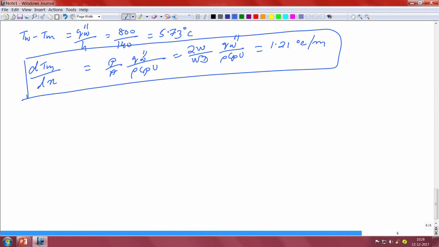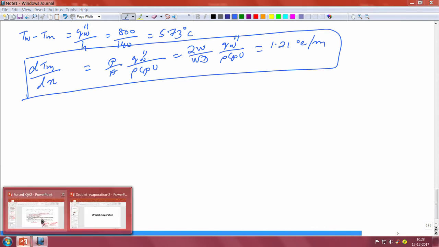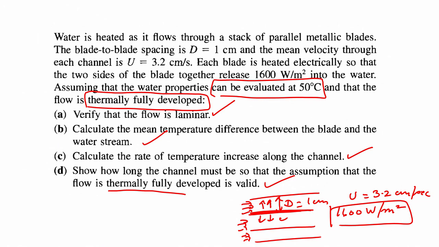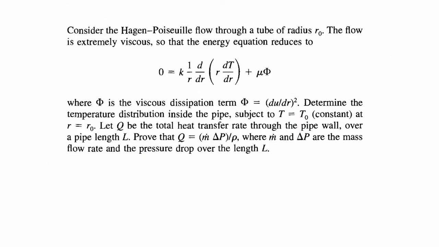So, this is a simple enough problem, which we have just solved using the standard formulations that we did earlier in our course. These are not correlations per se. So, now the fourth problem, question 4.